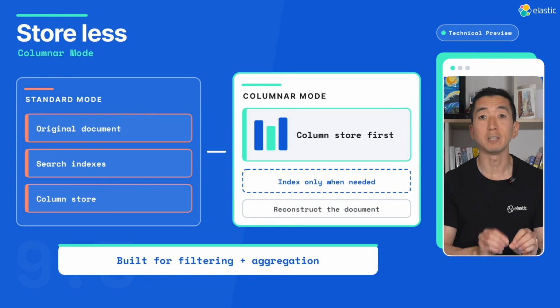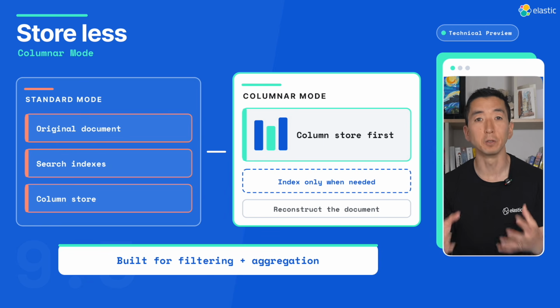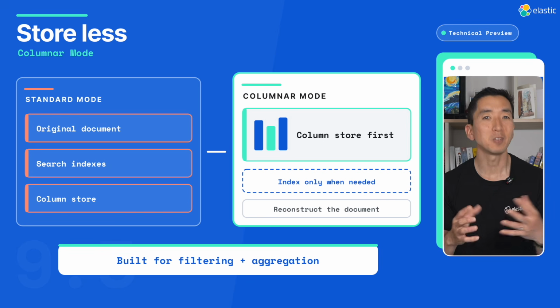Now, Columnar Mode is opt-in, so if updates, nested documents, point retrieval, or full text relevance are your main jobs, you can keep the existing mode. Columnar Mode arrives as a technical preview, so this is a good time to evaluate whether it fits your workload as the feature matures. And there are two big vector search features that I want to talk about.